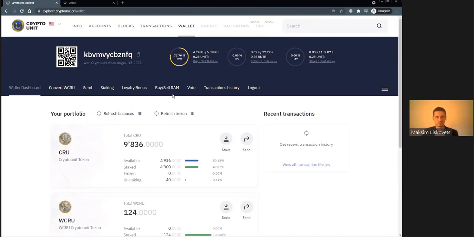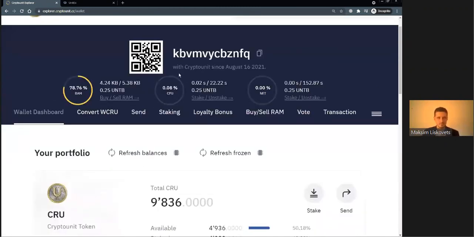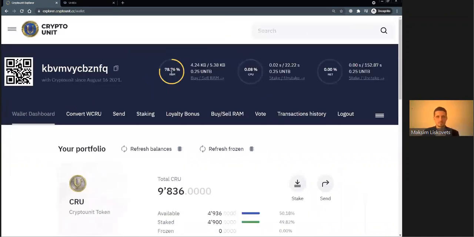You might have noticed when we started that I had a smaller percentage in here. So what does it mean? For that, I will zoom in for you to see better. See, it says RAM, CPU, and NET. So in simple terms, it's like resources using which our wallet works.